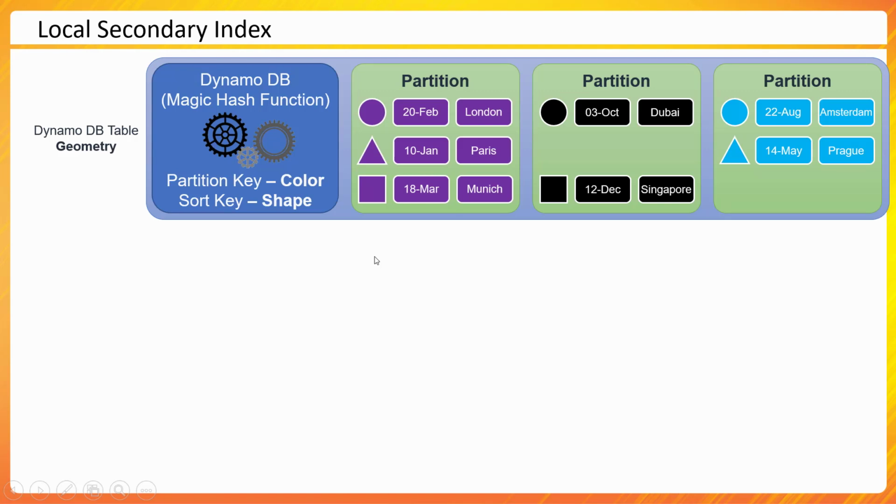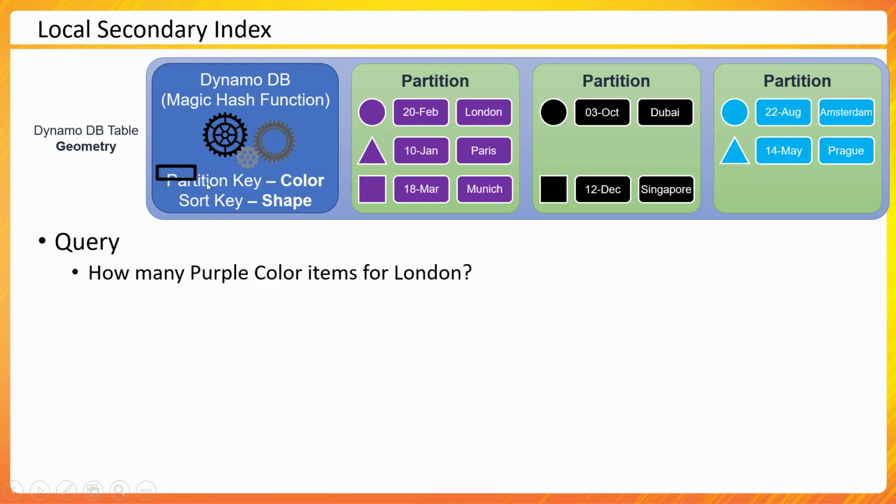Let's focus on local. I expanded the item details a little more in my example now. So now I have a circle created on 20th Feb in London, a black circle created on 3rd October in Dubai, a blue triangle on 14th May in Prague. Done. Now I go ahead and say, hey, I want to query something. All right, let's go ahead and query. So we say query. I say how many purple color items for London. Now what I did, my table has a partition key of color and sort key of shape.